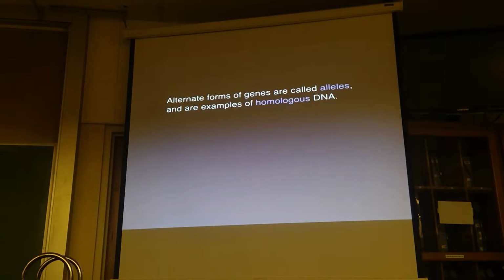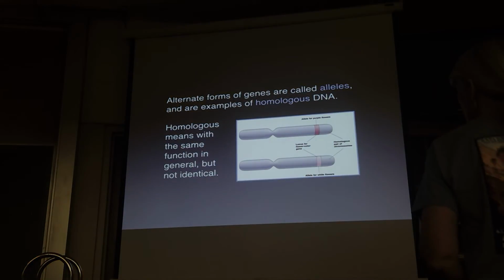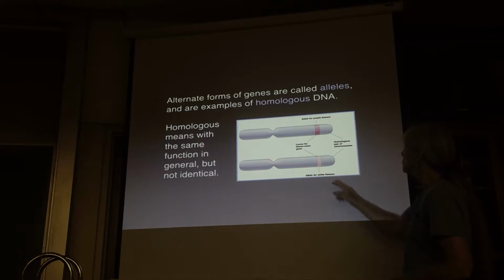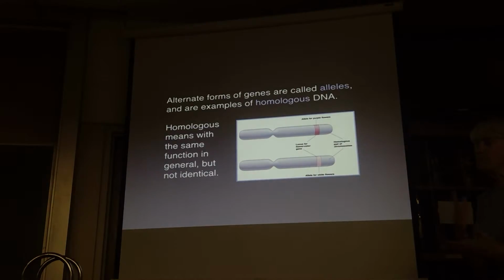This means the DNA is homologous. Homologous DNA is DNA that has basically the same function, but the sections are not identical. So the nucleotide sequences are going to vary just a little bit. In this particular example, you see these things that kind of look like cigars with dents in the middle. Those are supposed to be chromosomes. And at a specific location on this chromosome, we have a gene. So this gene is here. This particular allele encodes white flower. This particular allele encodes purple flower. They're in the same position.